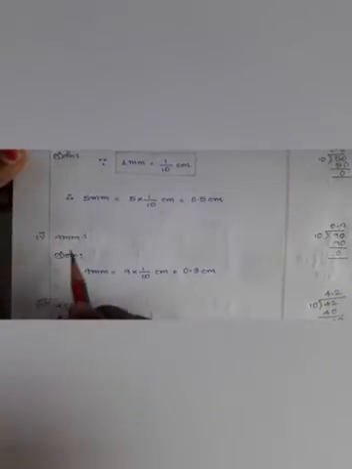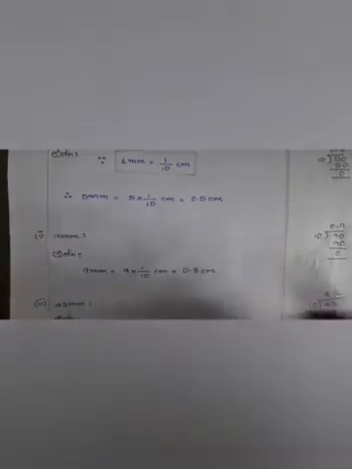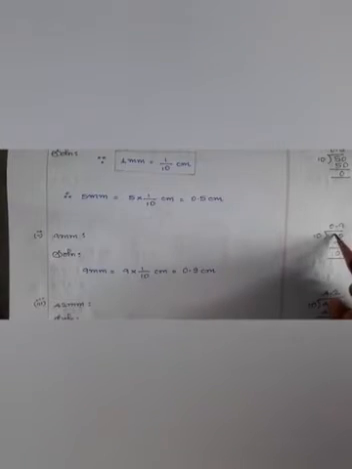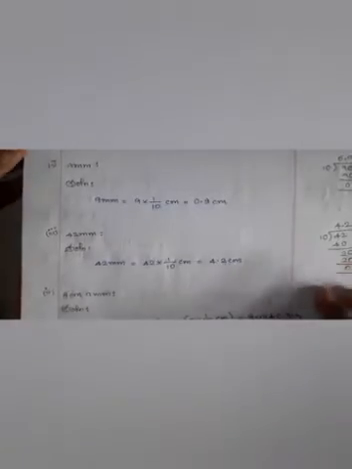Okay. Next, 9 millimeter. So again 9 millimeter is equal to 9 into 1 by 10 centimeter. Again we have 9. 9 is smaller than 10. So put one decimal point and add one 0. Now 9 tens are 90. Therefore the answer is 0.9 centimeter.